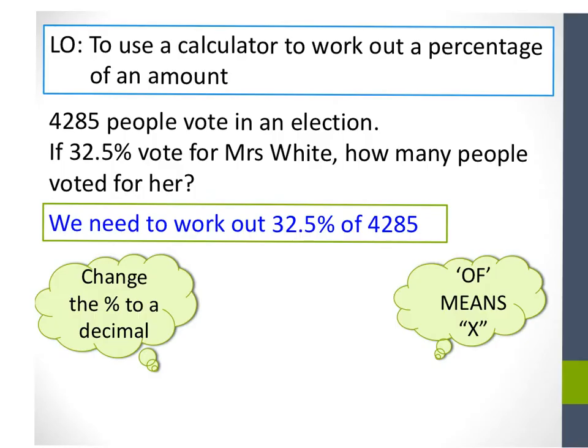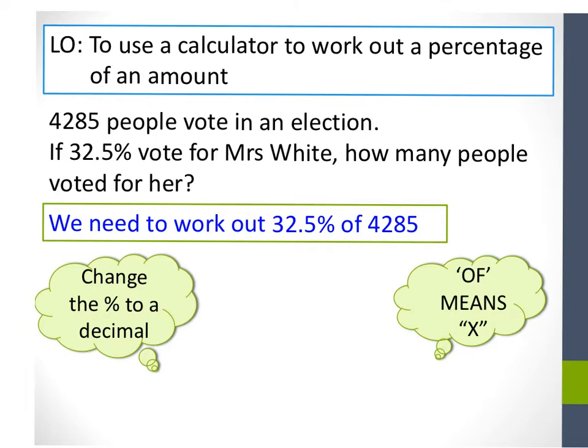So on our next slide here, it says we're going to use a calculator to work out a percentage of an amount. So we've got 4,285 people vote in an election. If 32.5% vote for Mrs. White, how many people voted for her? So what we actually need to work out is what is 32.5% of 4,285.